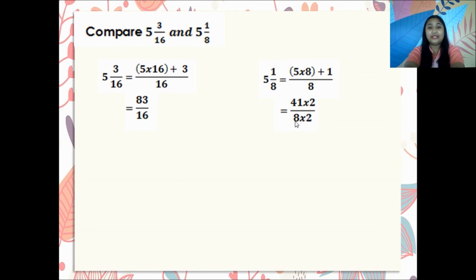Now, look at the denominator. We have 16 and 8. Now, what will you multiply by 8 so it becomes 16? Of course, it's 2. So, we have 41 times 2 and 8 times 2. So, the answer is 82 over 16. Now, look at the numerator. We have 83 and 82, which is greater? Very good. It's 83. So, the answer is 83 over 16 is greater than 82 over 16. So, 5 and 3 over 16 is greater than 5 and 1 over 8.